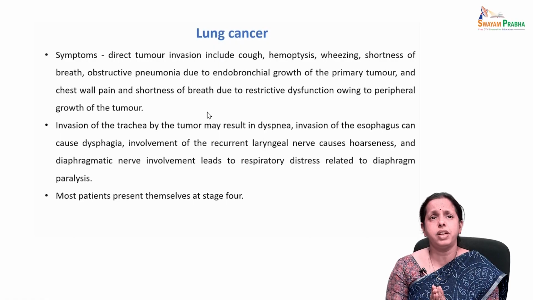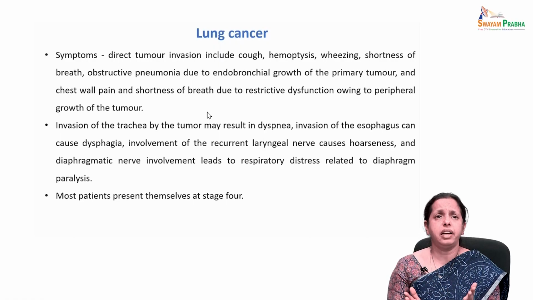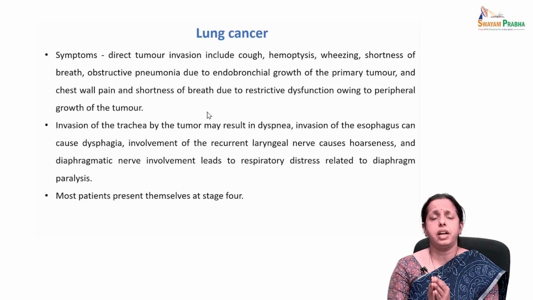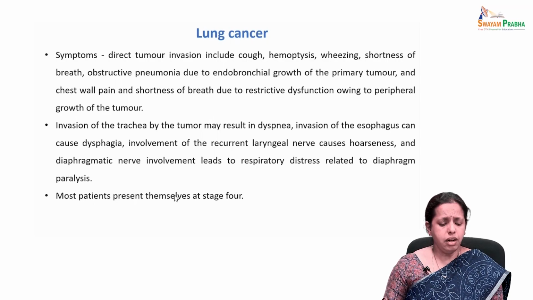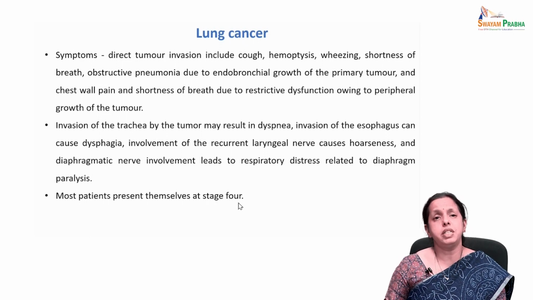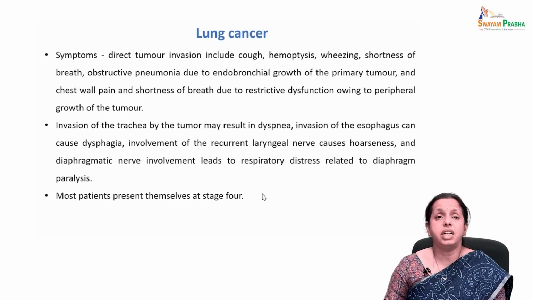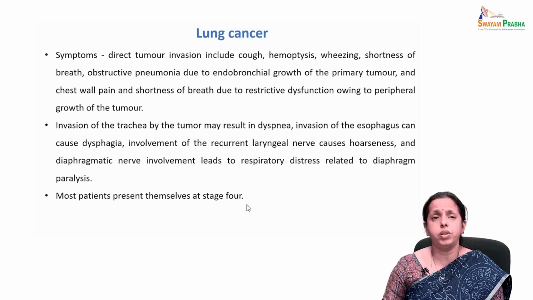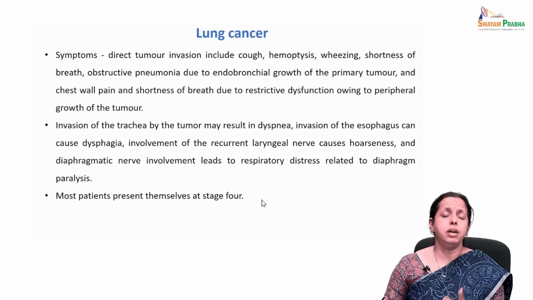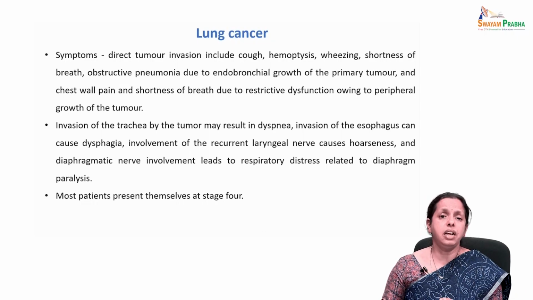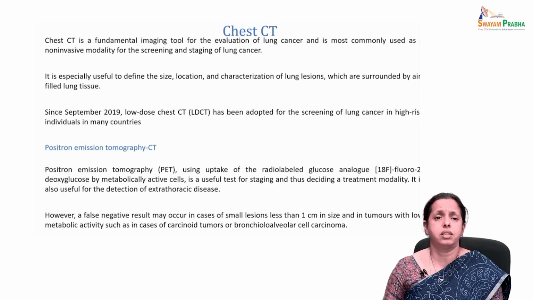First thing, what are the different ways of screening? Definitely direct symptoms, like direct tumor infiltration, which include cough with blood, wheezing, and shortness of breath. The biggest problem with lung cancer is that most patients present themselves at stage 4. They are mostly confused with pneumonia like symptoms or with tuberculosis, and by the time the patient comes to the hospital itself, it is a very tough challenge for the clinician to answer this.